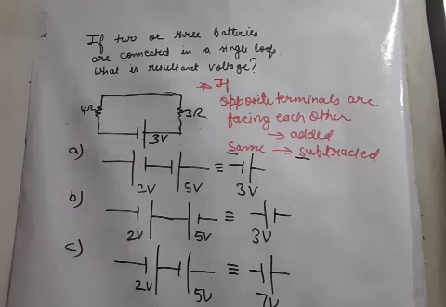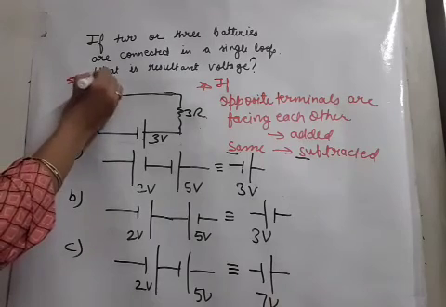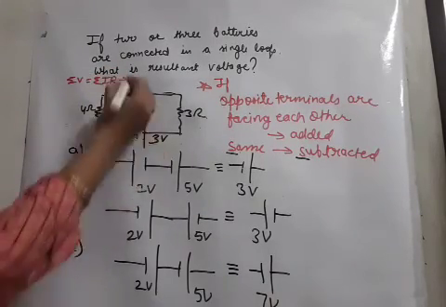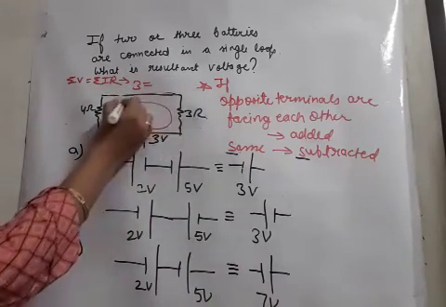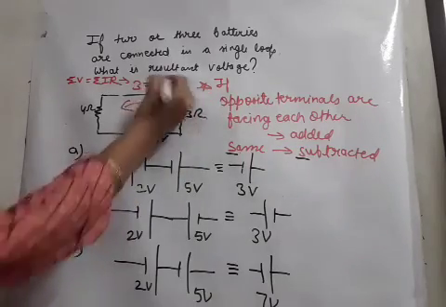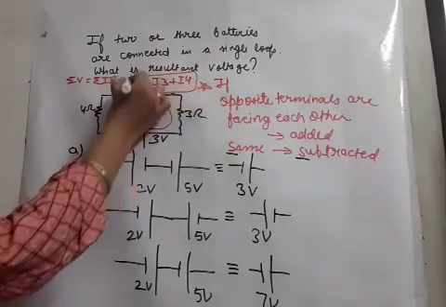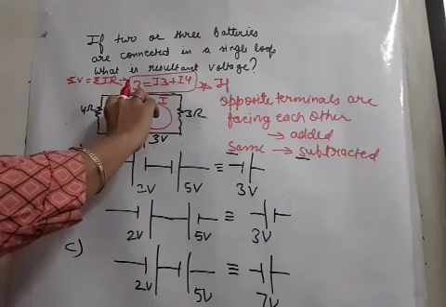Now how to make the KVL equation? So it's very simple. Summation V equal to summation IR. That means 3 volt on one side. Then we will take one current I. So I into 3 and I into 4. This is the KVL equation. So you must have understood that we can handle multiple batteries this way.